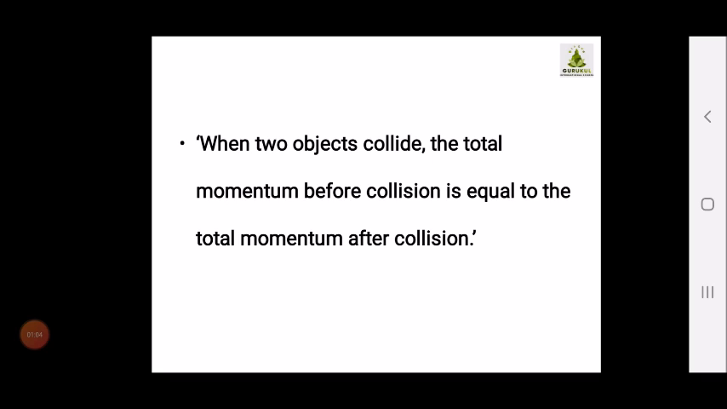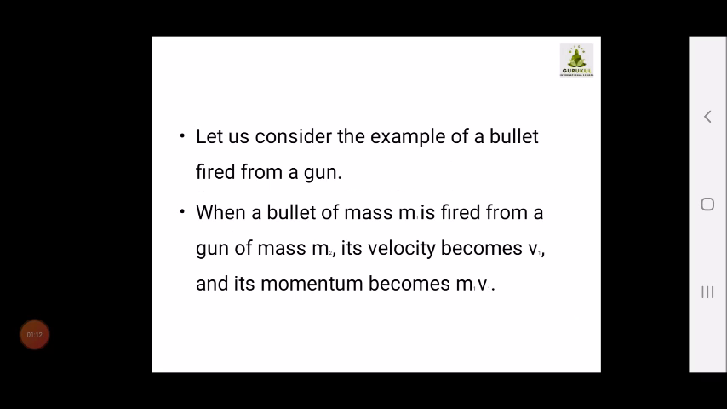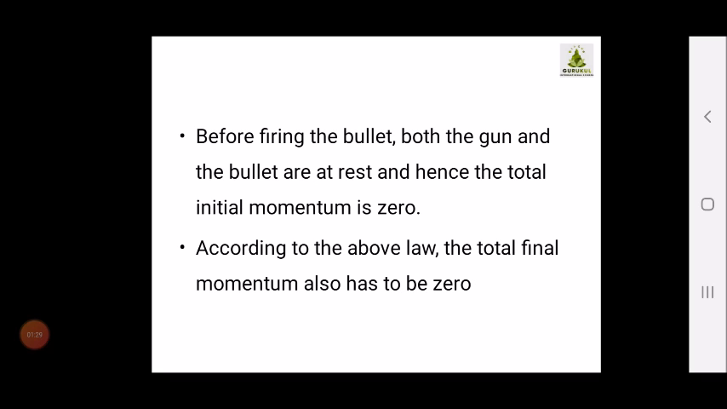We can say that while two objects collide, the total momentum before collision is equal to the total momentum after the collision. Let us consider the example of a bullet fired from a gun. When a bullet of mass m1 is fired from a gun of mass m2, its velocity becomes v1 and its momentum becomes m1 v1. Before firing the bullet, both the gun and the bullet are at rest, and hence the total initial momentum is 0. According to the above law, the total final momentum also has to be 0.